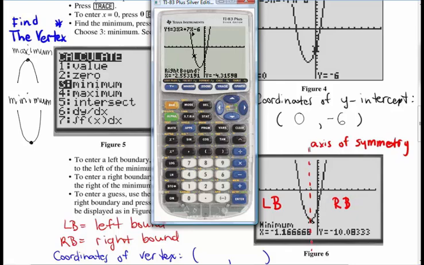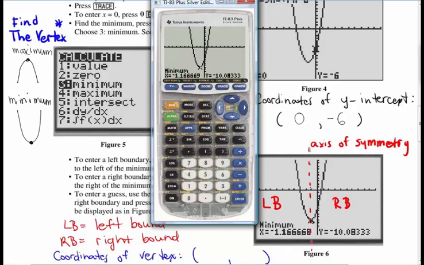Okay, notice your screen's now asking for right bound. So take your right arrow key, move to the right of your vertex, anywhere is fine, and press enter, and notice you have an arrow pointing to the left. What these two arrows are telling you is that your vertex is in between those two arrows. Now your calculator says guess. It's going to guess a value for your vertex, so press enter, and here you have the minimum value of your vertex.